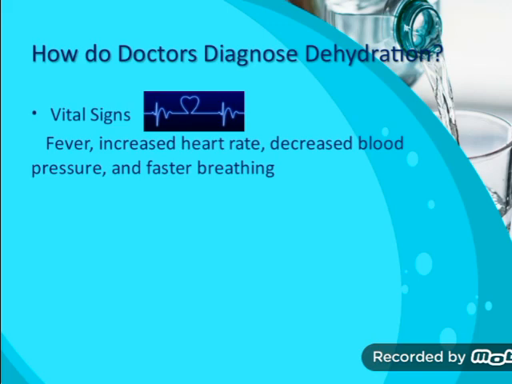Taking the pulse and blood pressure while the person is lying down and then after standing up for 1 minute can help determine the degree of dehydration. Normally, when a person has been lying down and then stands up, there is a small drop in blood pressure for a few seconds. The heart rate speeds up and the blood pressure returns to normal.